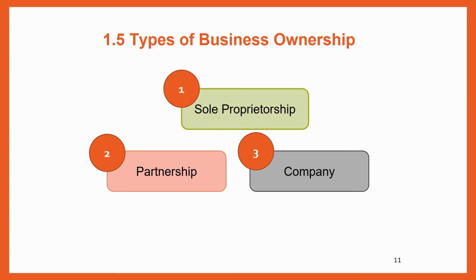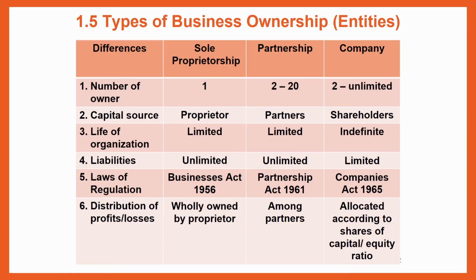Types of business ownership. Number 1, sole proprietorship. 2, partnership. 3, company. So what is the difference between sole proprietorship, partnership, and company? Number 1, number of owners. For sole proprietorship, we need only one owner. For partnership, 2 to 20 members. And for company, 2 to unlimited.